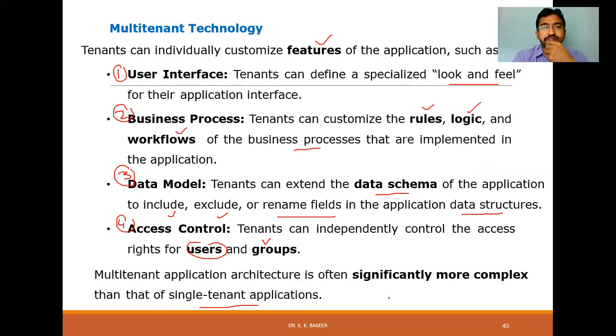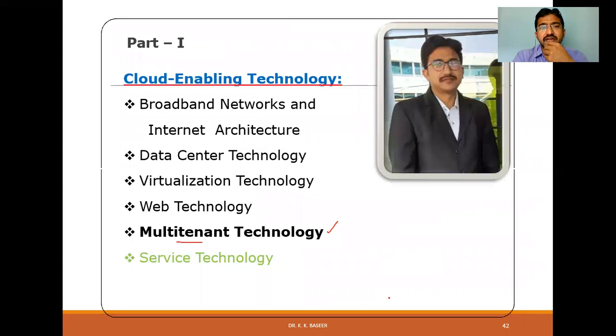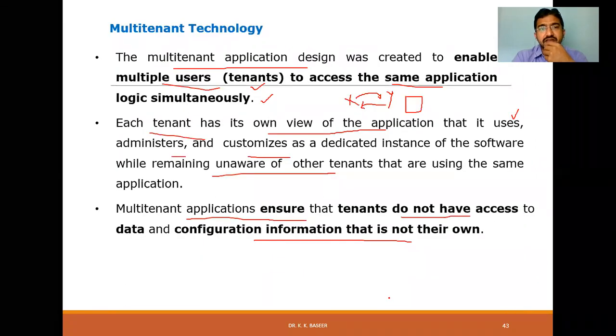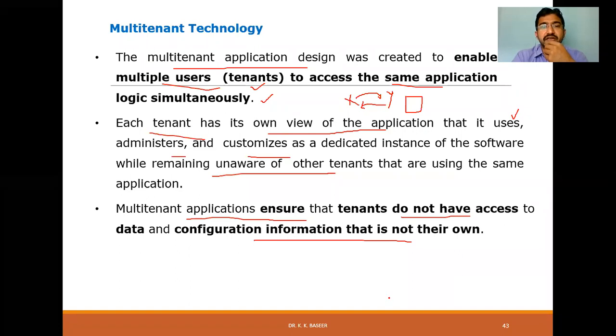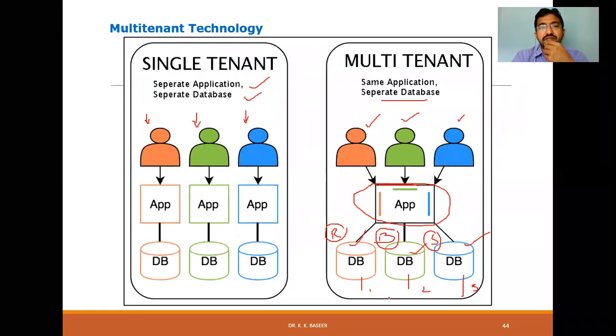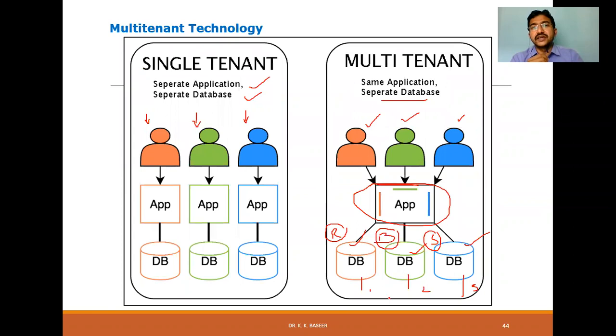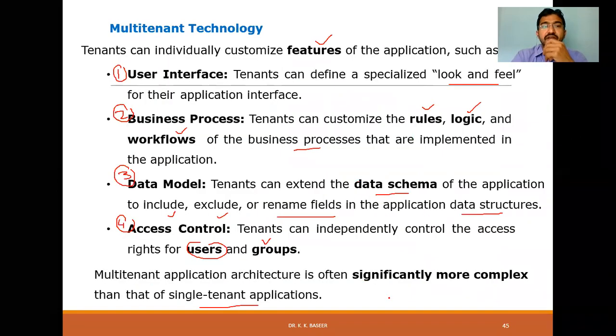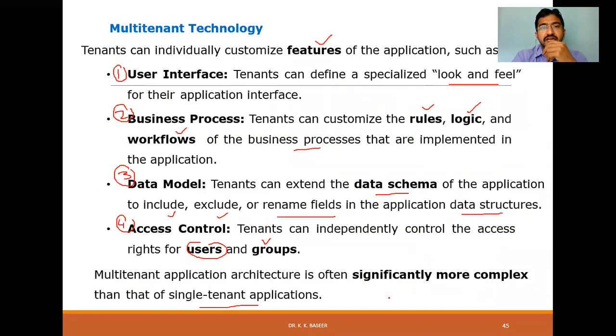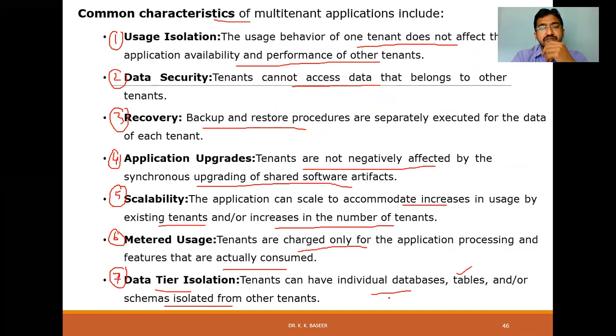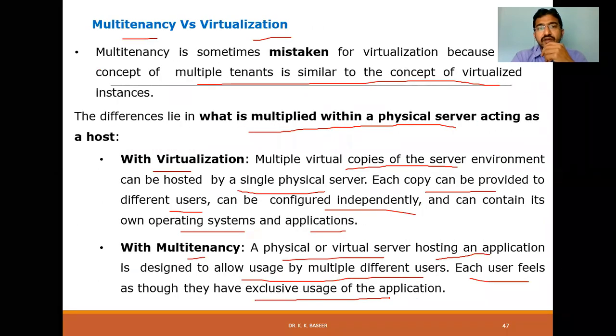Okay. So what we have learned in multi-tenant technology is the main objective or purpose of a multi-tenant application, the difference between single tenant and multi-tenant, followed by the features and characteristics of multi-tenant technology, and how it differs from virtualization. We have seen this difference. So that's about multi-tenant technology.